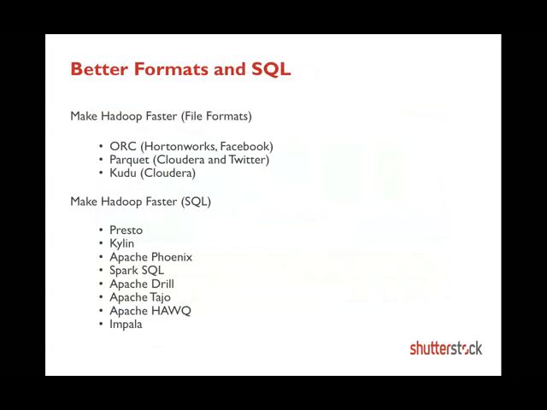Out came ORC. ORC put together by Hortonworks and Facebook as an optimized row columnar format to make querying on Hadoop faster. You have Parquet, another columnar format driven off of the Dremel paper that Google came out with.